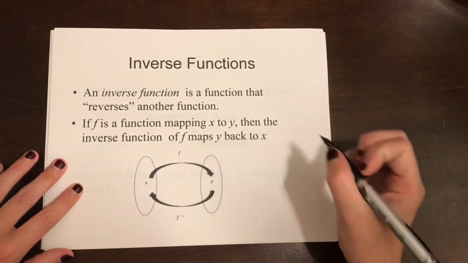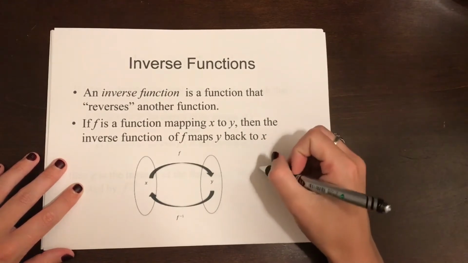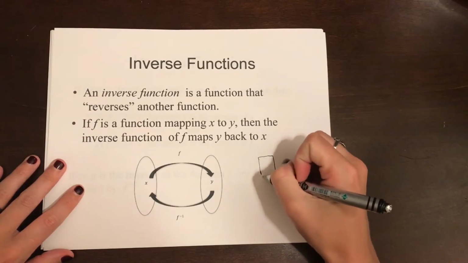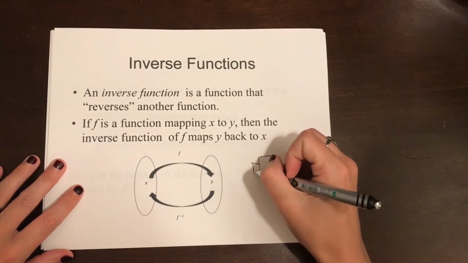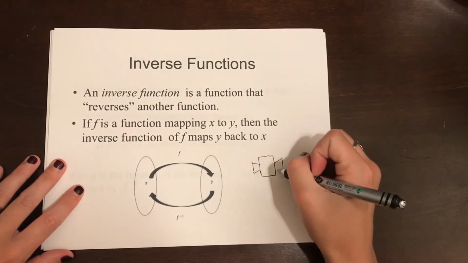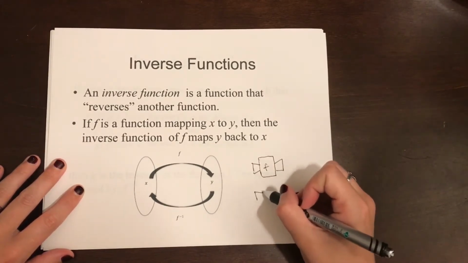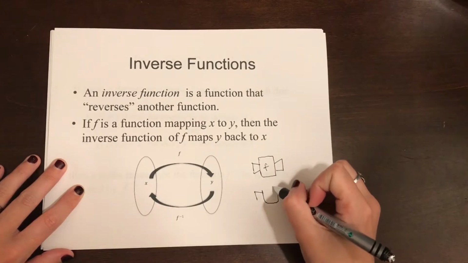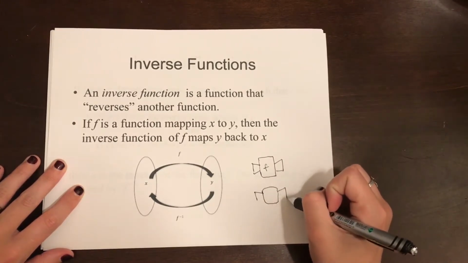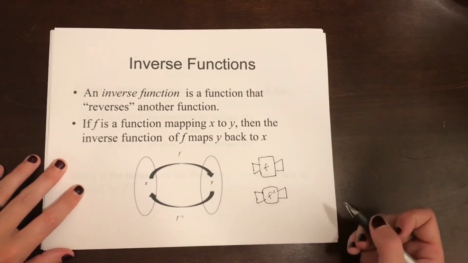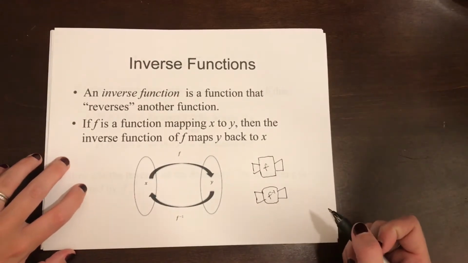And I like to show the picture that Algebra 1 teachers always use whenever they start teaching functions. They make the function machine. So let's say that this is the function f, and that this is the inverse of our function f. So I'll name that f inverse, and they look kind of like candy, but they're my function machines.